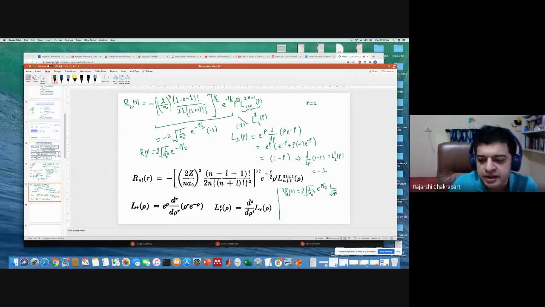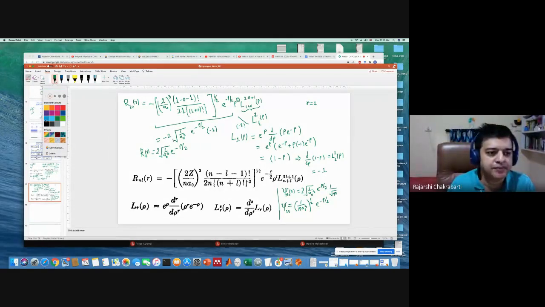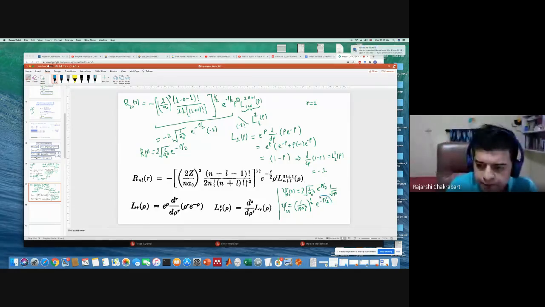If I do this, then can I just rearrange it? Yes, I can rearrange it because I know that this 2 and root over 4 will cancel. So this will give me 1 by pi a0 cube, whole to the power of half, into e to the power of minus rho by 2. And this is your psi 1s. If you go and see any book, you will see this is exactly what you have there. Looks familiar to you, this expression?